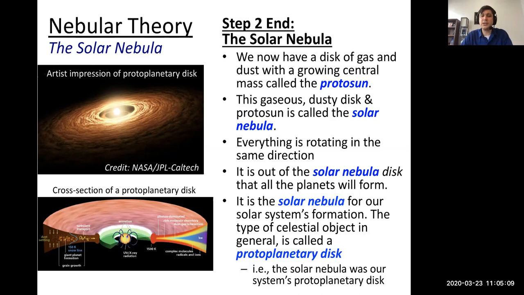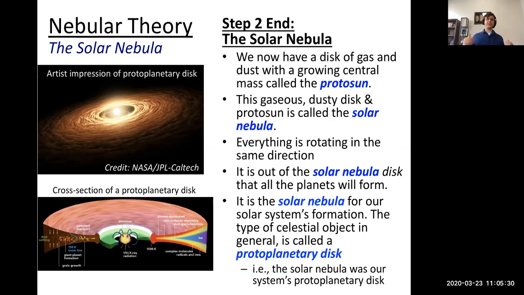So we call, in general, the idea of a solar nebula a protoplanetary disk. So the solar nebula is an example of a protoplanetary disk. If you're forming these collections of rapidly rotating disk-shaped gas and dust around other stars, we call them protoplanetary disks.